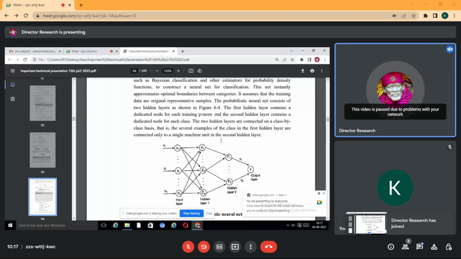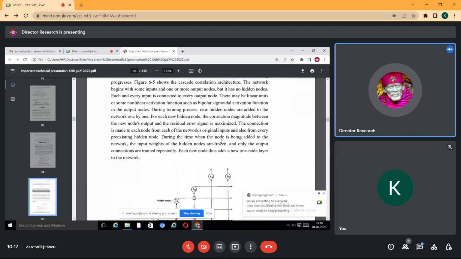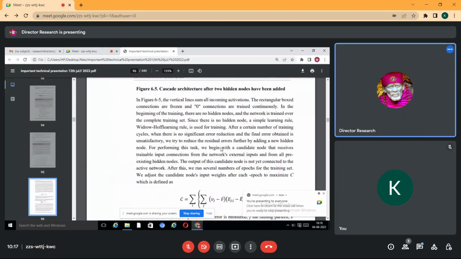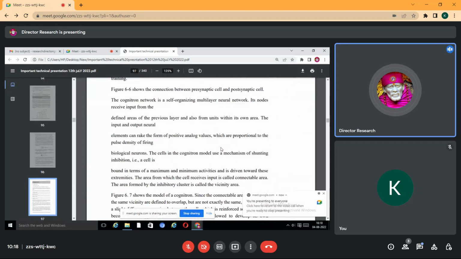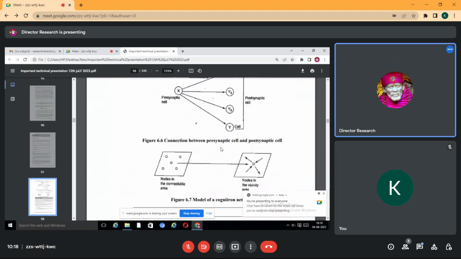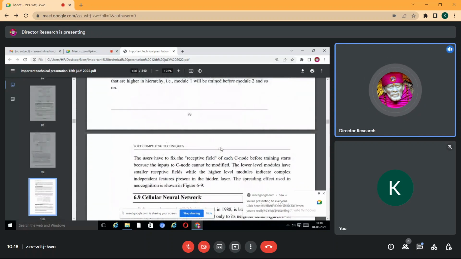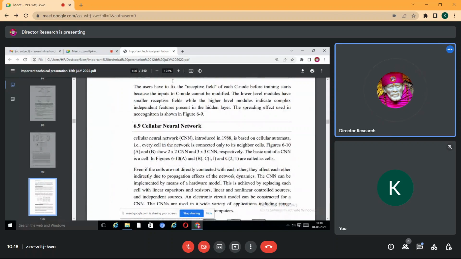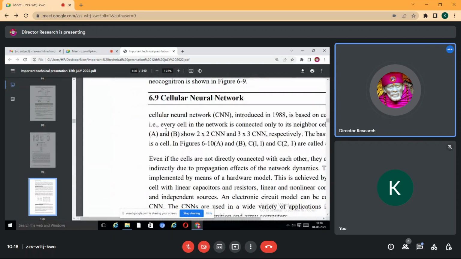The probabilistic neural net we discussed in the last presentation. Cascade correlation network also discussed in the last presentation. This is a combination network, neuro combination network. Those things we also discussed already in the last class. We will start from the cellular neural network. This is the continuation topic, exactly from the last class continuation.